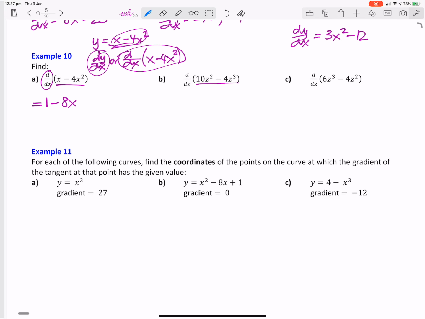So here that means derive that with respect to z. So I'm going to get 20z minus 12z squared. This one here, and you don't write d anything on this side because these two things are actually equal. When I derive this, I get 18z squared minus 8z.